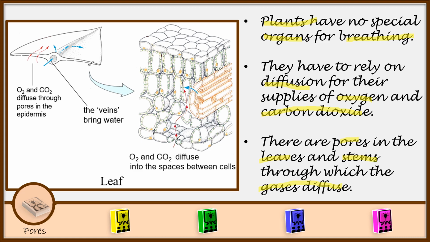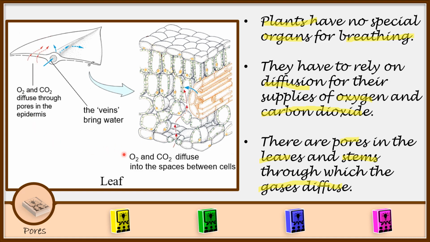So let us look at our leaf here. This is a leaf that has been cut through transversely. In the middle we have the vein, which brings water. Oxygen and carbon dioxide diffuse through small pores in the epidermis. Those pores we call stomata. It's where the gases diffuse into the leaf.